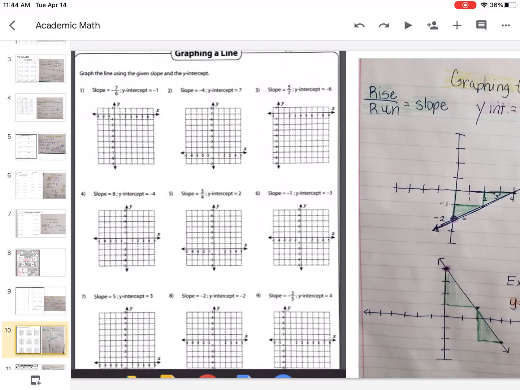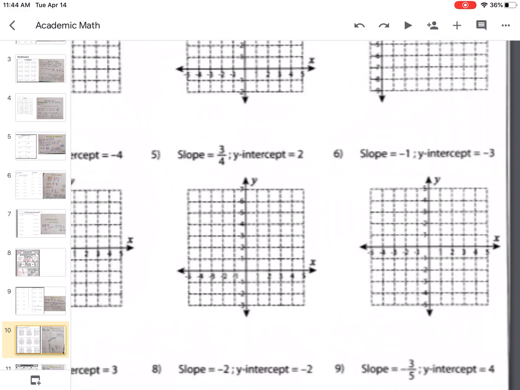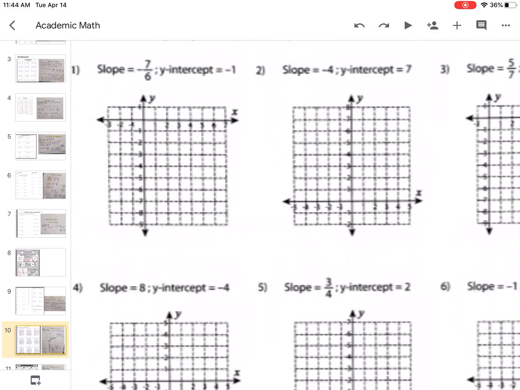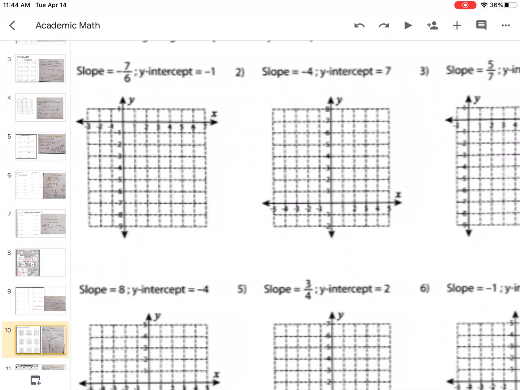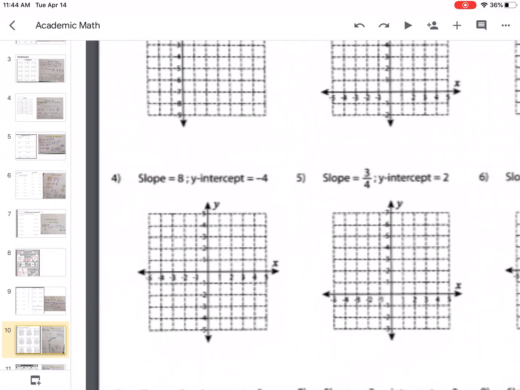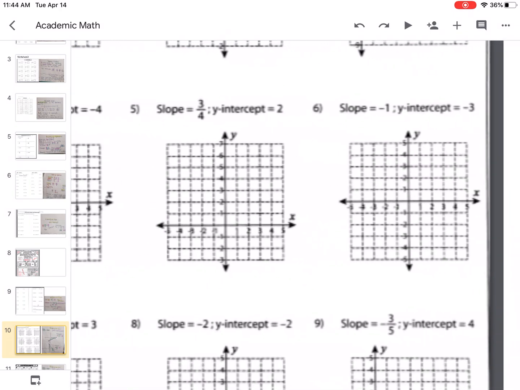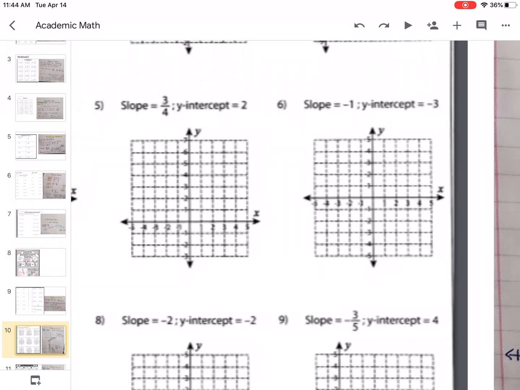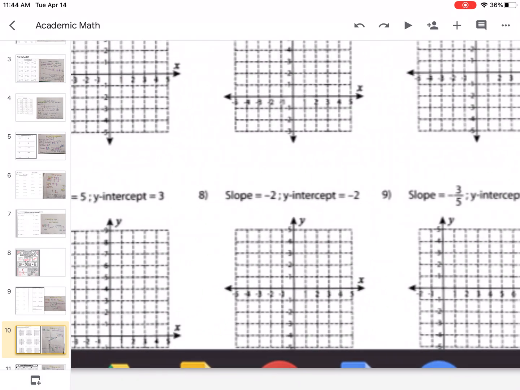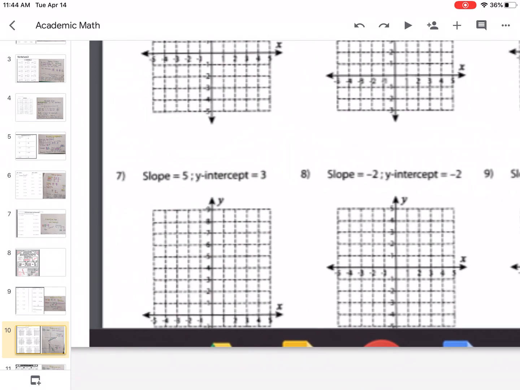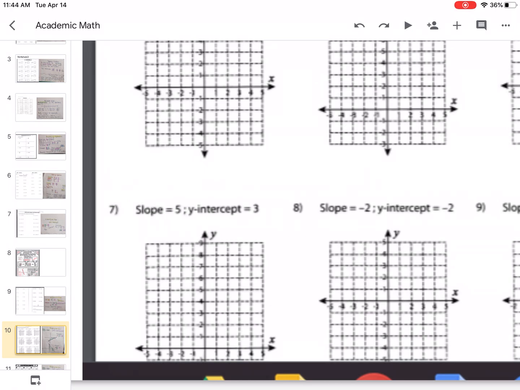Okay, so now we're getting into graphing. Let's look at this. Let's start with something that's not so difficult. Let's do number 7 first.